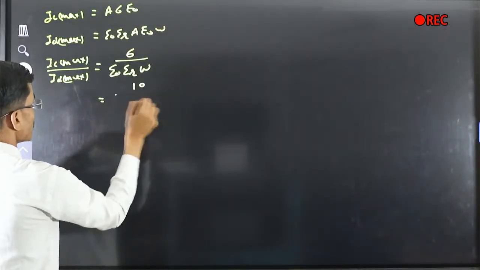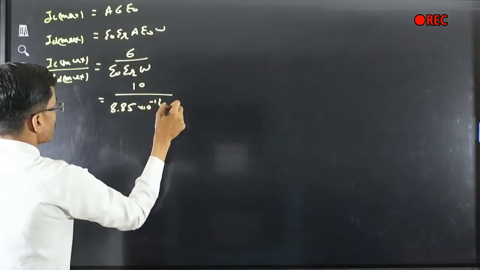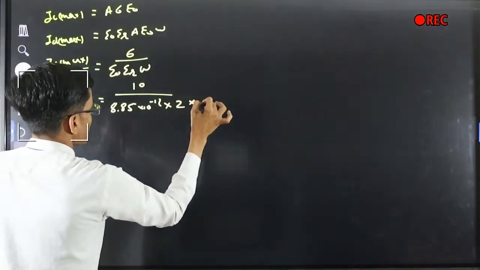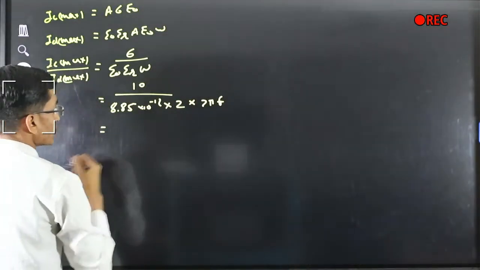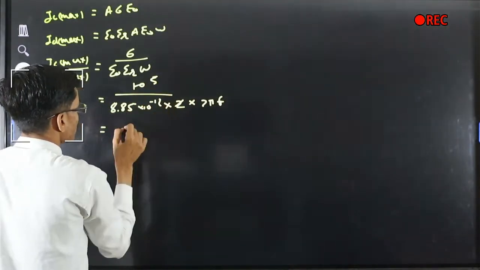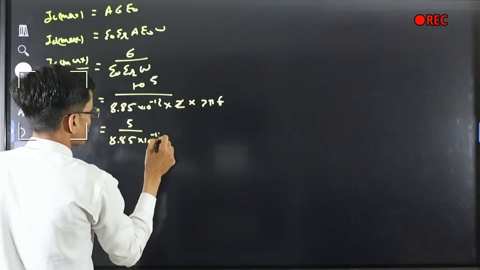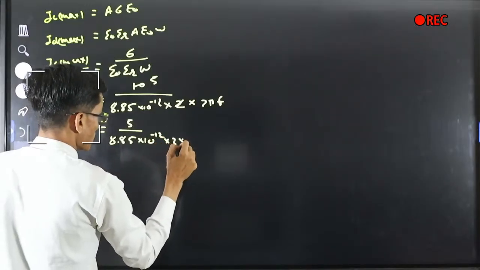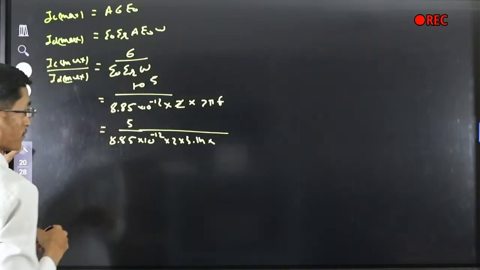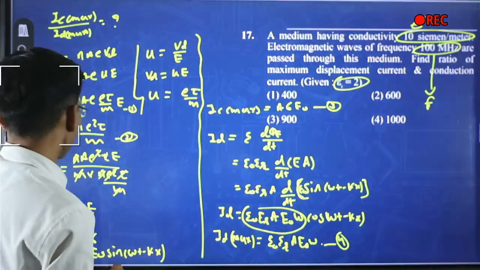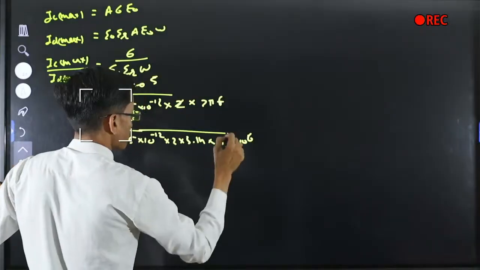So let us take the given values. Sigma is given as 10. The value of epsilon naught we know is 8.85 into 10 raised to minus 12. Epsilon r is 2 and omega is 2 pi into f. Okay. So 2 into 5. So 5 by 8.85 into 10 raised to minus 12 into 2 into 3.14 into f. The value of frequency is 100 megahertz, so 100 into 10 raised to 6.